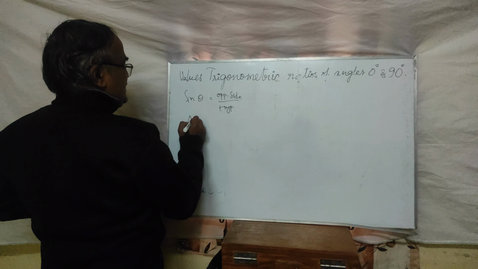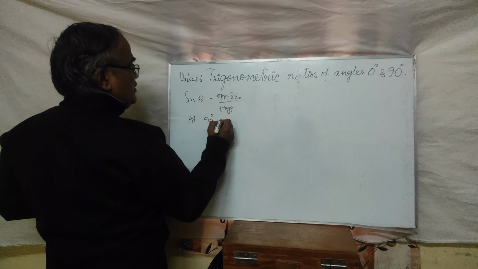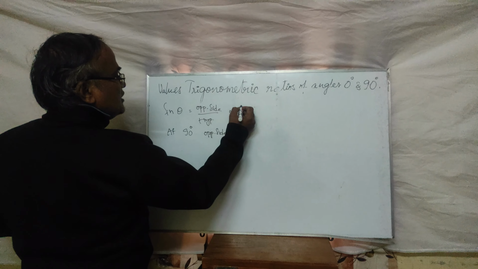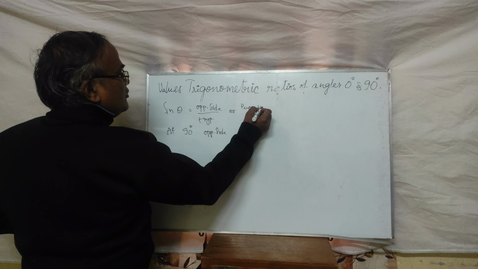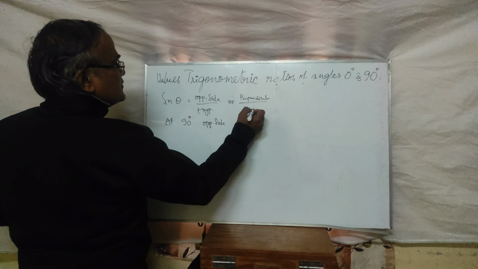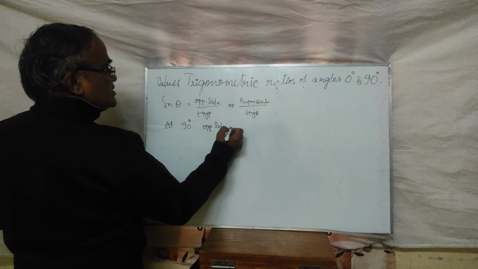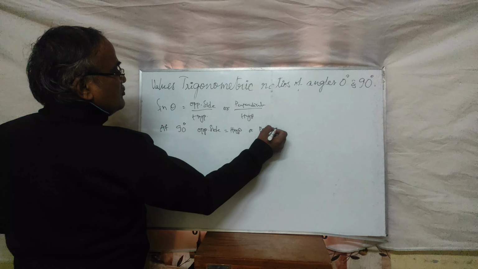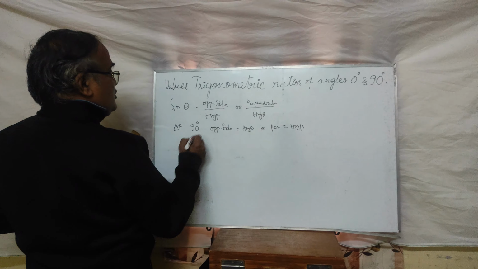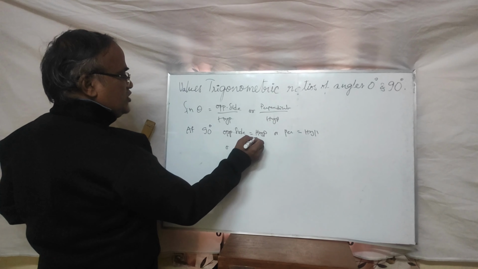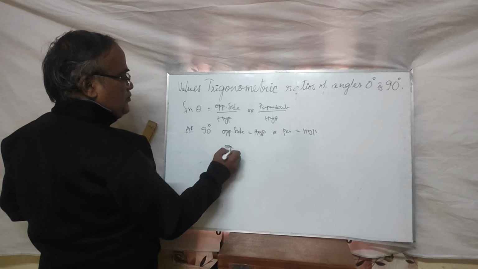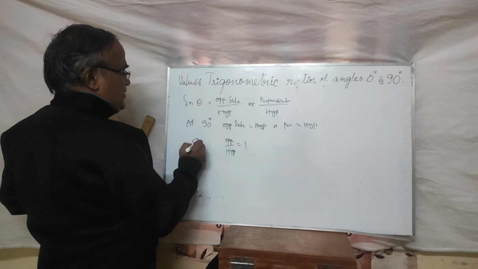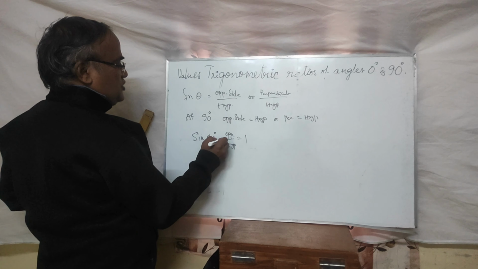But at 90 degrees, what is happening? Opposite side, or for some students I will write perpendicular, upon hypotenuse. At 90 degrees, the opposite side is equal to the hypotenuse, or the perpendicular is equal to the hypotenuse. If you bring this hypotenuse to this side, what happens? Opposite upon hypotenuse is 1. So sin 90 is equal to opposite by hypotenuse, that is 1.